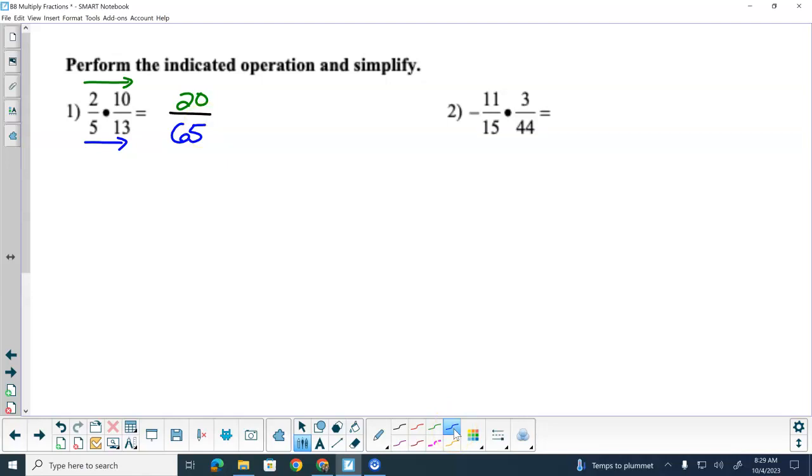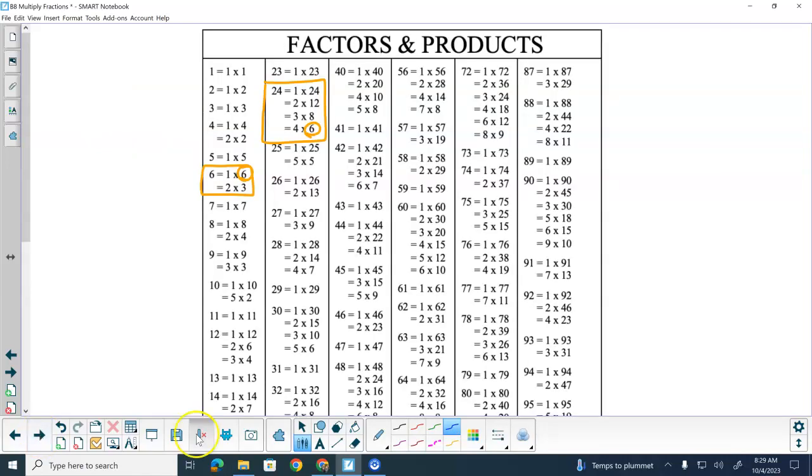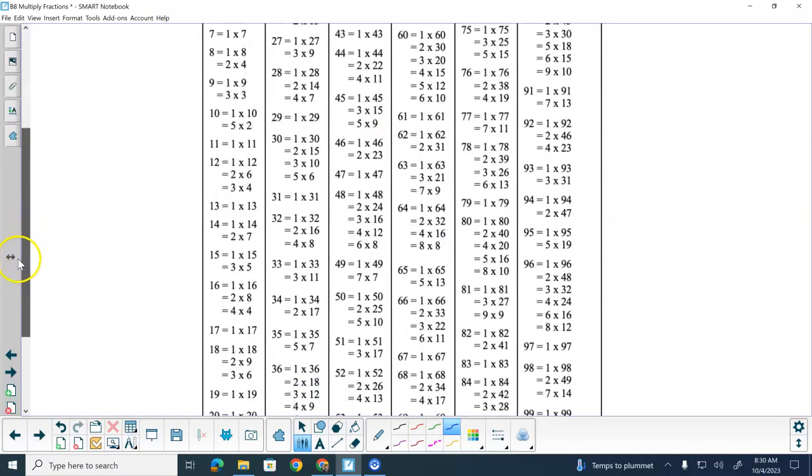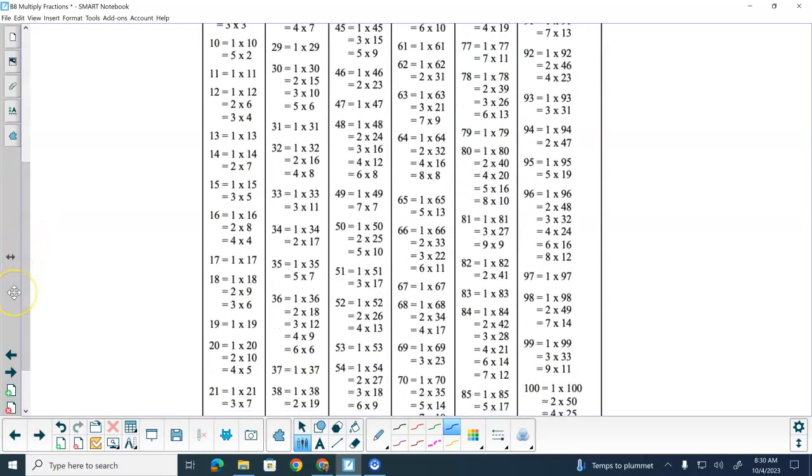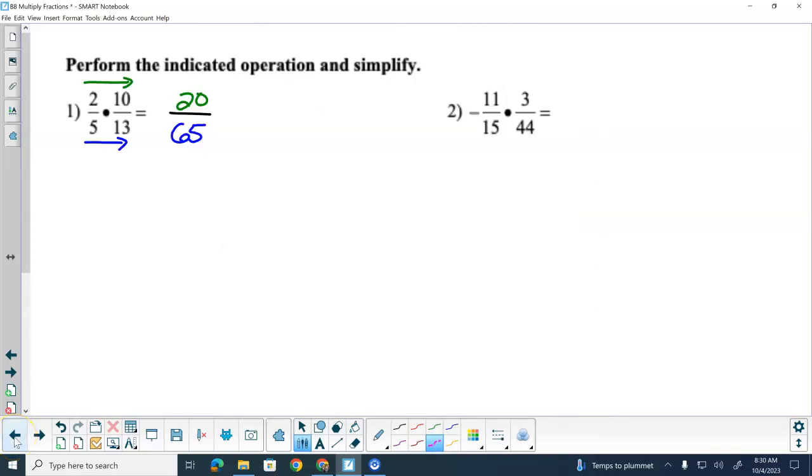Now we go to our new factor chart. I was hoping that they're both going to be at the bottom. We're looking at 20 and 65. What's the biggest number that shows up in both? 5, right? So that means we can divide 20 by 5, and we can divide 65 by 5.